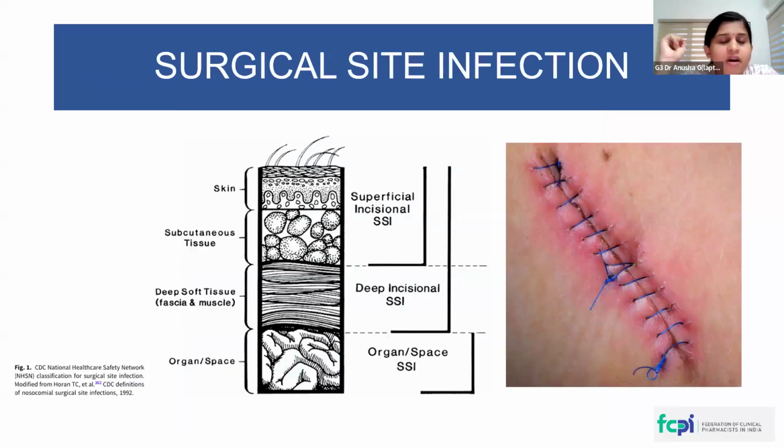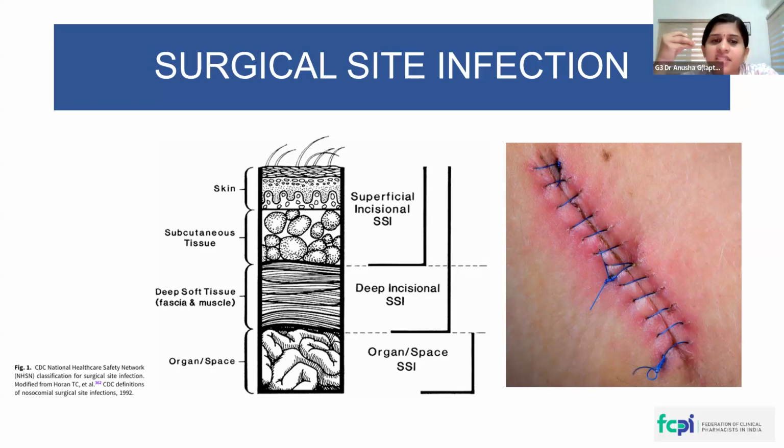Now, coming on to the third hospital-acquired infection, that is surgical site infection. As we know, there are three types of surgical site infection. That is the superficial or incisional surgical site infection, which involves only the skin and subcutaneous tissue. Then you have the deep incisional surgical site infection, which involves the deep soft tissue. And finally, you have the organ space surgical site infection.